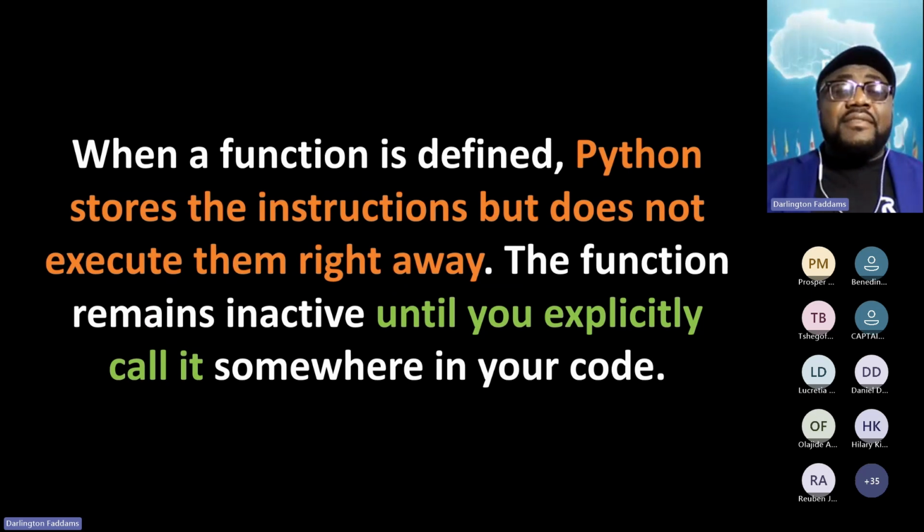When the function is defined, Python stores the instructions and does not execute them right away until it is called explicitly. So when you define a function, the function doesn't do anything. It is just a machine you have built. Whenever you need it, you can just call it. When you call the function, then the function will come to action and work.